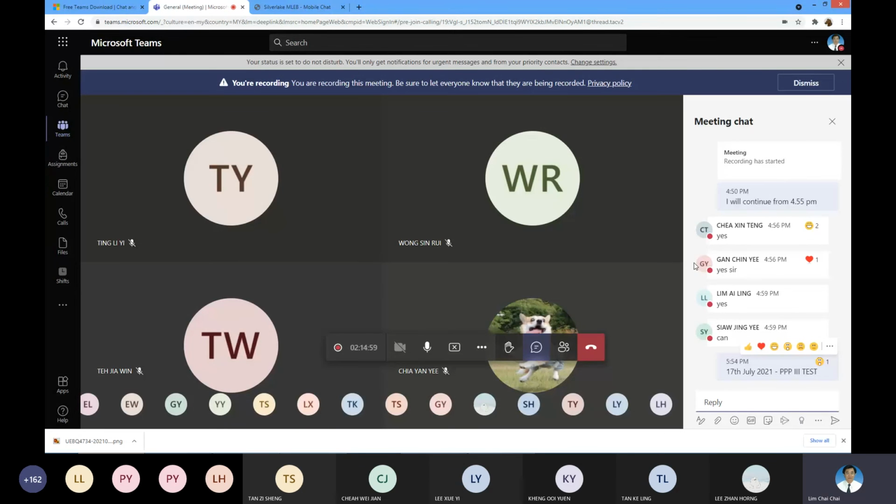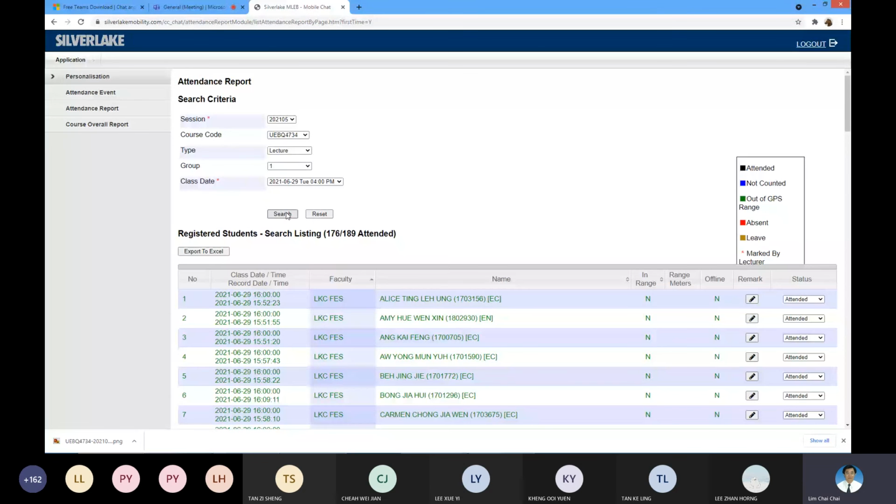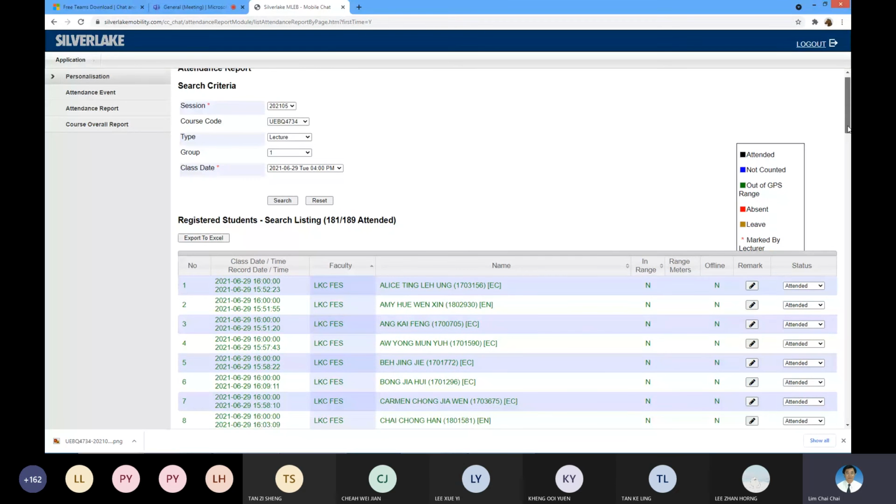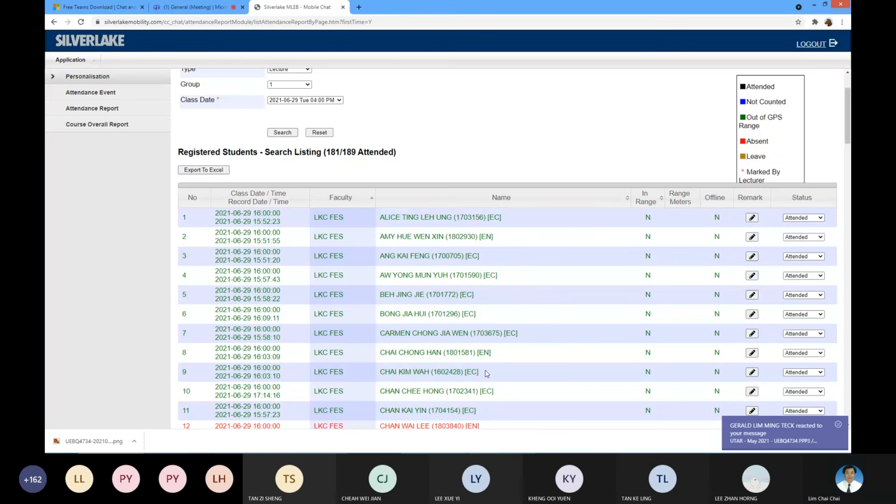Let me check here how many are already present. 181. That means 8 of you are absent. So can those who are present inform your members who are not present today to mark down on the calendar 17, that is Saturday, July. You're going to have your so-called test. Okay, and then the areas, all these things, I will give you the guideline through your Webull on which area to study. Is it okay?